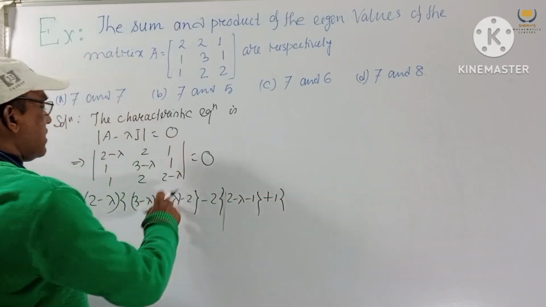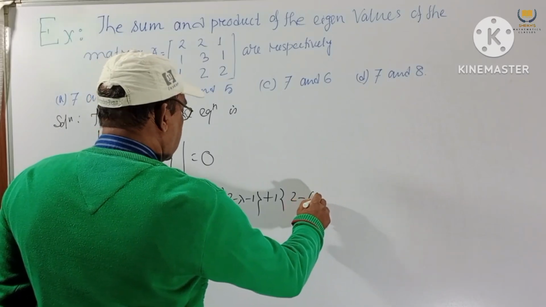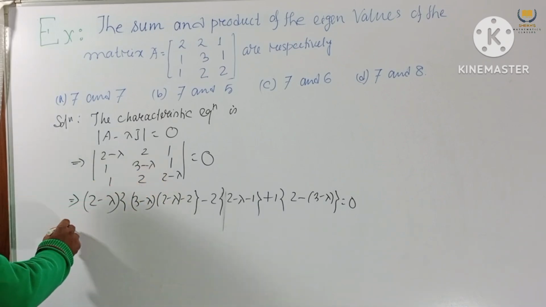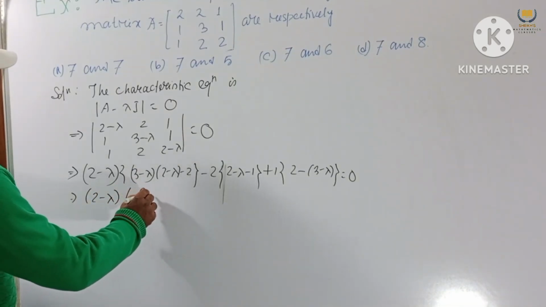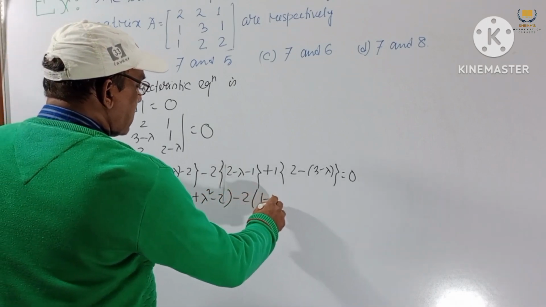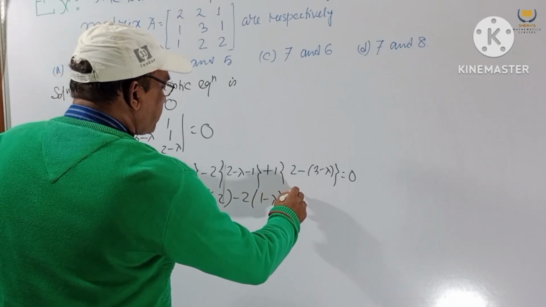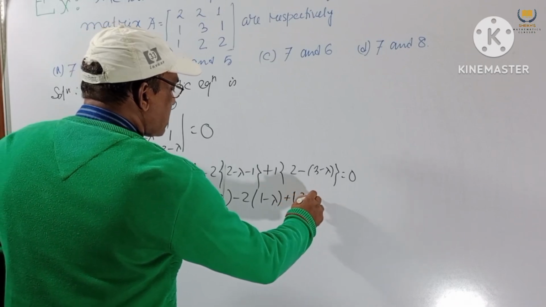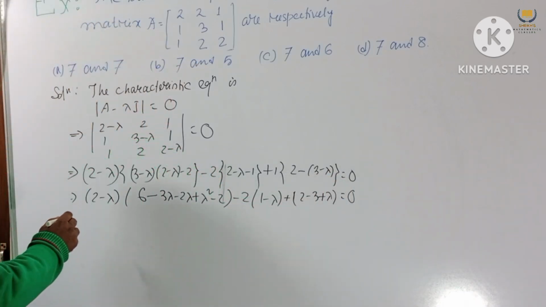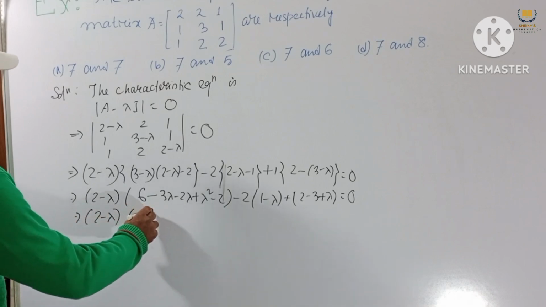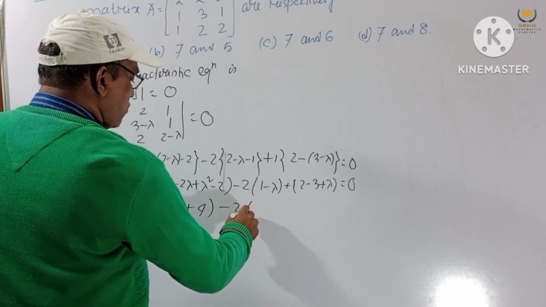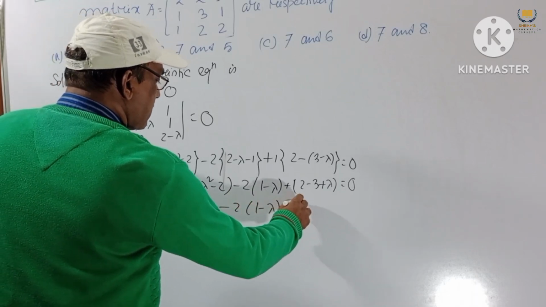This into this minus this into this. Plus 1. Then this cancel, 2 minus 3 minus lambda, this equal to 0. This is 2 minus this, we get this one. Now 2 minus lambda remains same, this is 6 minus 3 lambda minus 2 lambda plus lambda square minus 2, minus 2 times 1 minus lambda, and plus 1, or 1 no need to write, 2 minus 3 plus lambda, this equal to 0. So we get 2 minus lambda, lambda square minus 5 lambda plus 4, 6 minus 2 is 4, and this is 2 times 1 minus lambda, and this is lambda minus 1, this equal to 0.